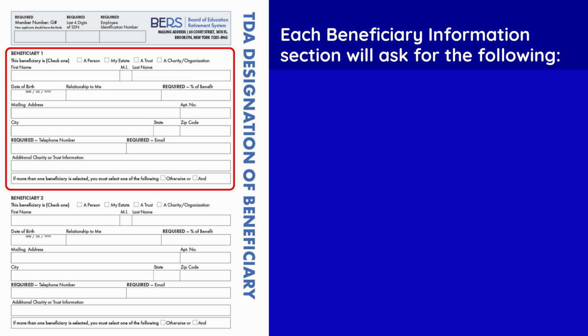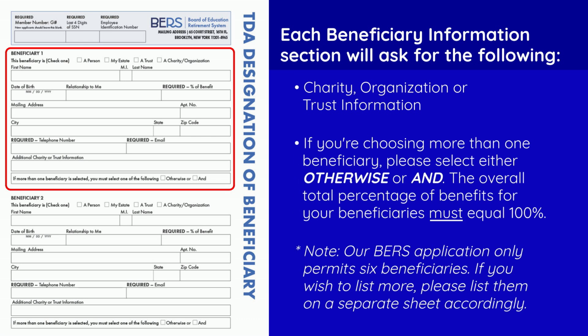Remember, a beneficiary designation does not have to be a person. It can also be a charity or organization. If you are listing more than one person, you will need to make sure you check either the Otherwise or And box under each beneficiary.